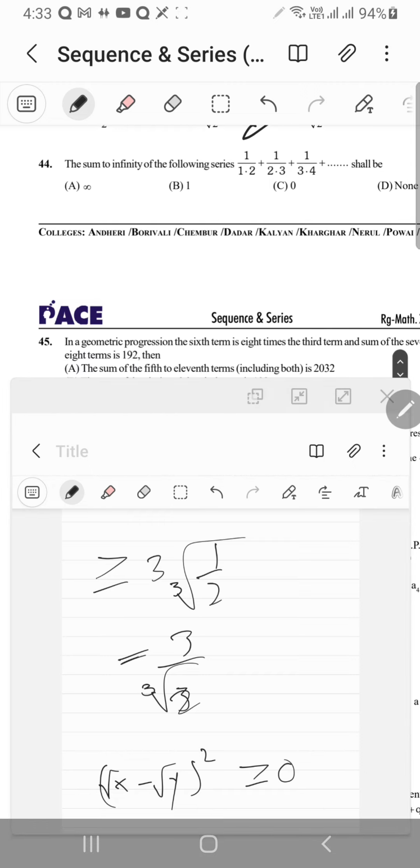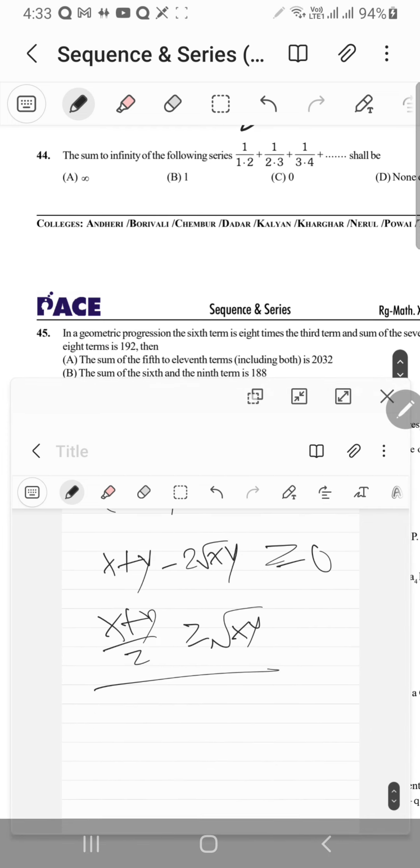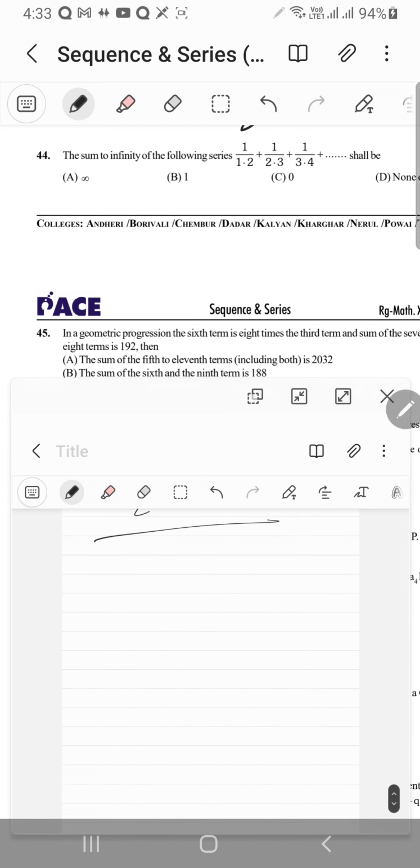Okay, next question. Sum to infinity of the following series shall be. This is stupid. This is doable. 1 minus 1 upon 2 plus 1 upon 2 minus 1 upon 3, so on. It's 1. Everybody knows how to do this thing.